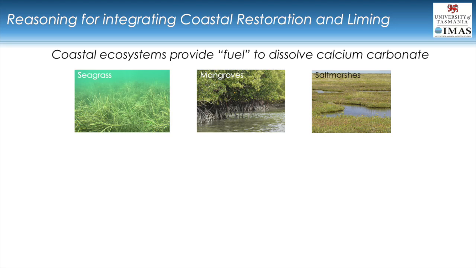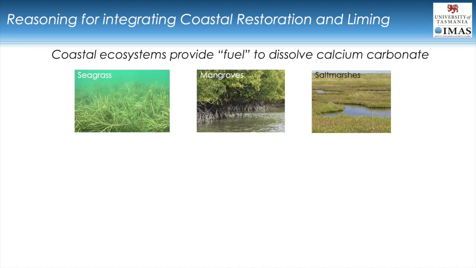So what is coastal liming? Coastal liming involves the purposeful addition of calcium carbonate or limestone into vegetated coastal sediments that have high organic content. So these are things like seagrass, mangrove, salt marshes, these areas.